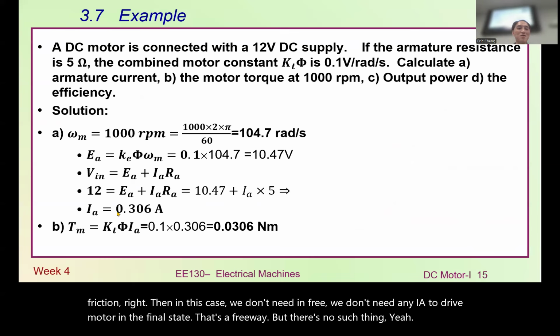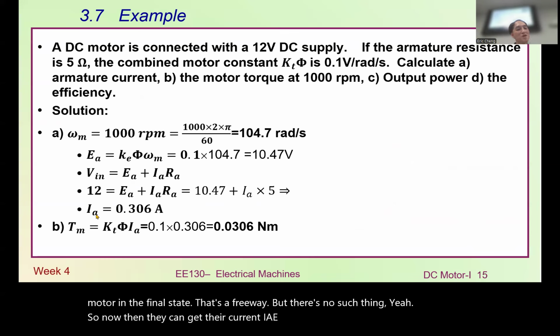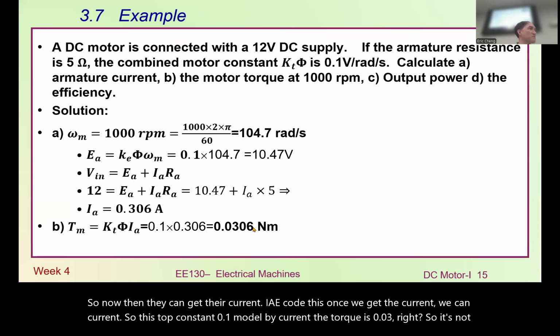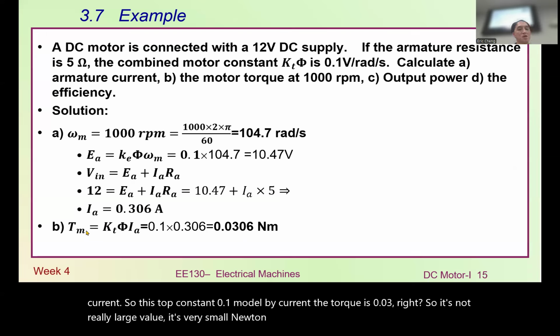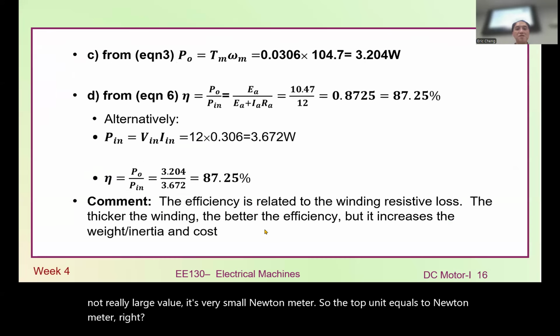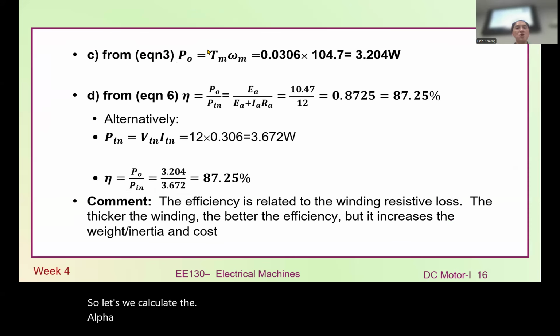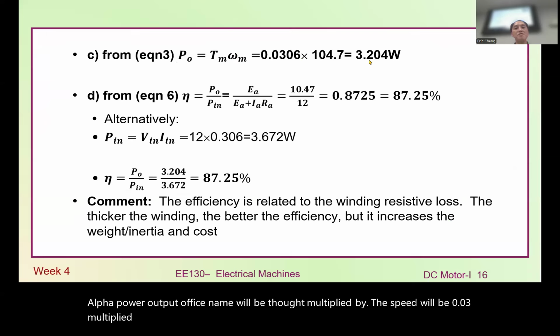So now we can get the current IA equal to this. Once we get the current, we can calculate the torque. The torque constant 0.1 multiplied by the current gives a torque of 0.03, right? So it's not a very large value. It's a very small Newton meter. The torque unit is Newton meter, right? Next, we calculate the output power. Output will be torque multiplied by speed, 0.03 multiplied by the speed, giving 3.2 watt of power.